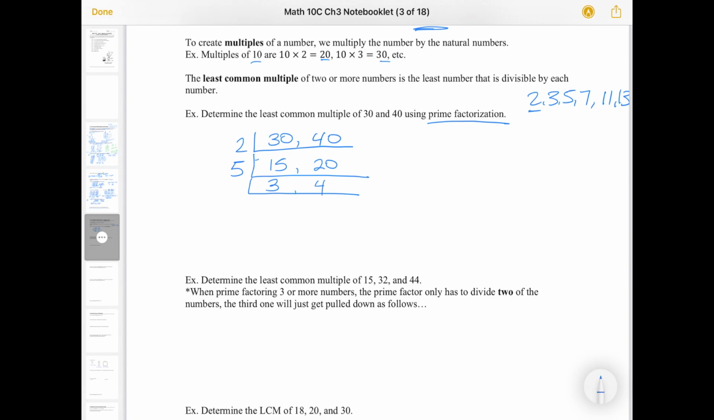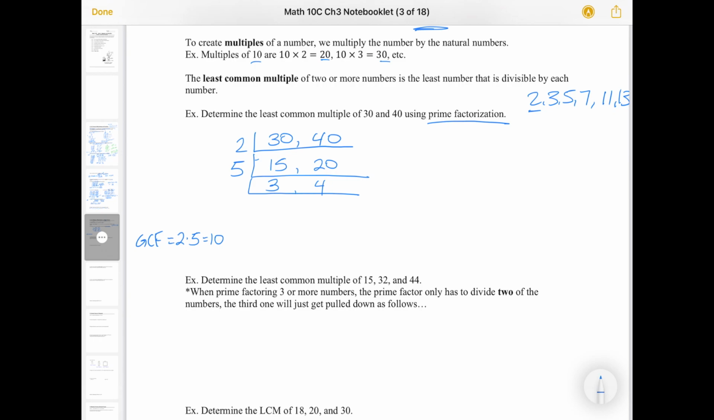All right, so that is the same steps as finding the GCF. If I were to find the GCF, I'll just do this off to the side as review. That would be 2 times 5, which is of course 10. So that would be my greatest common factor of these two numbers.